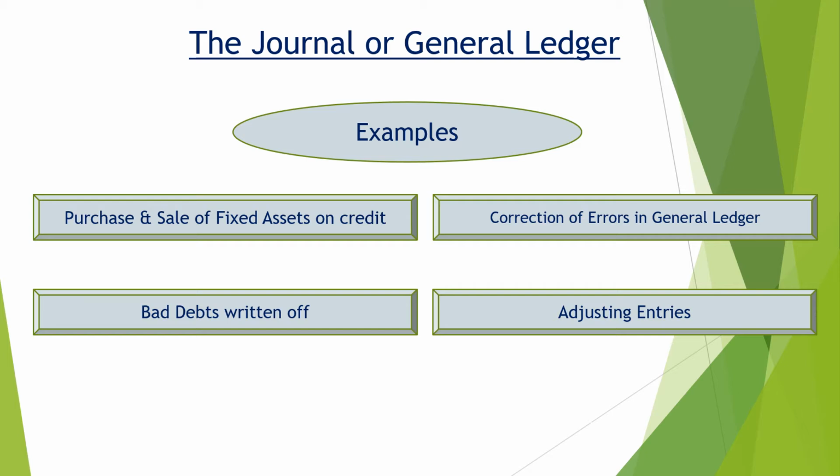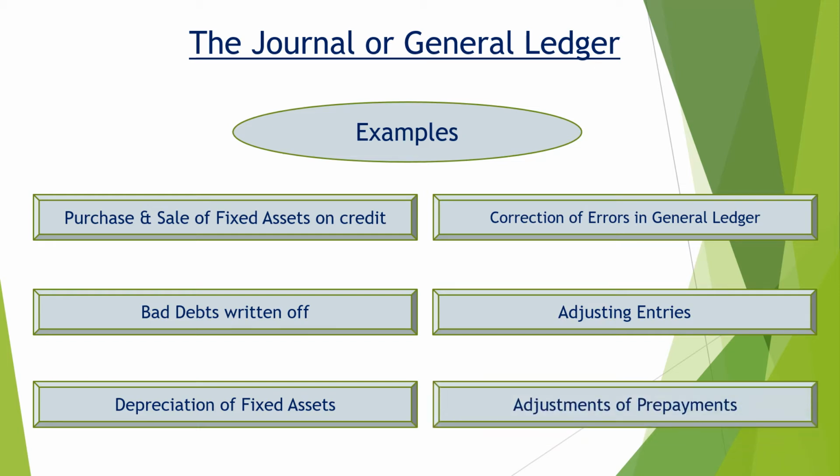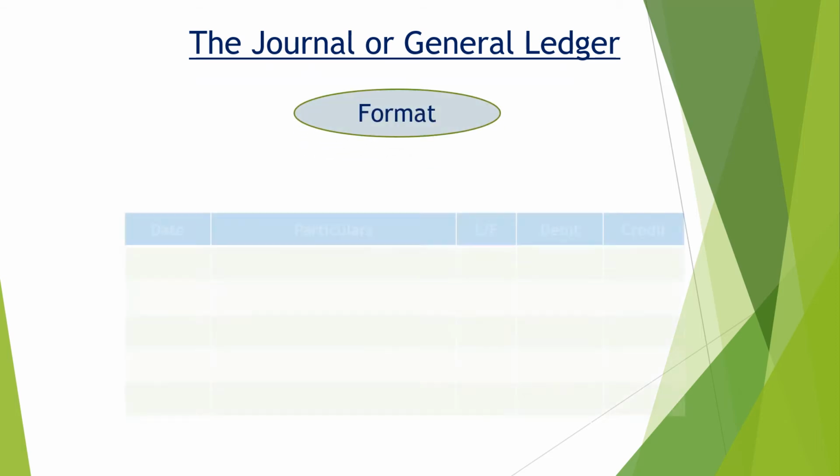Adjusting entries. At the time of year-end closing, a lot of adjusting entries are prepared, such as depreciation of fixed assets. Depreciation is annually charged on fixed assets to reduce their balances, and that is done through a journal entry in the journal. Adjustments of prepayments, such as prepaid rent, prepaid insurance: these entries are made to record expenses of the current period from prepayments. Let's have a look at the format of the book.